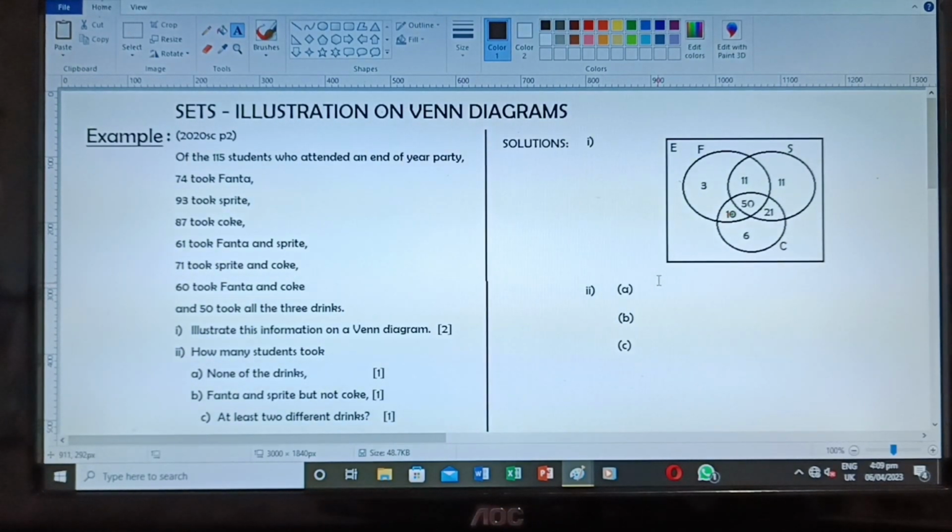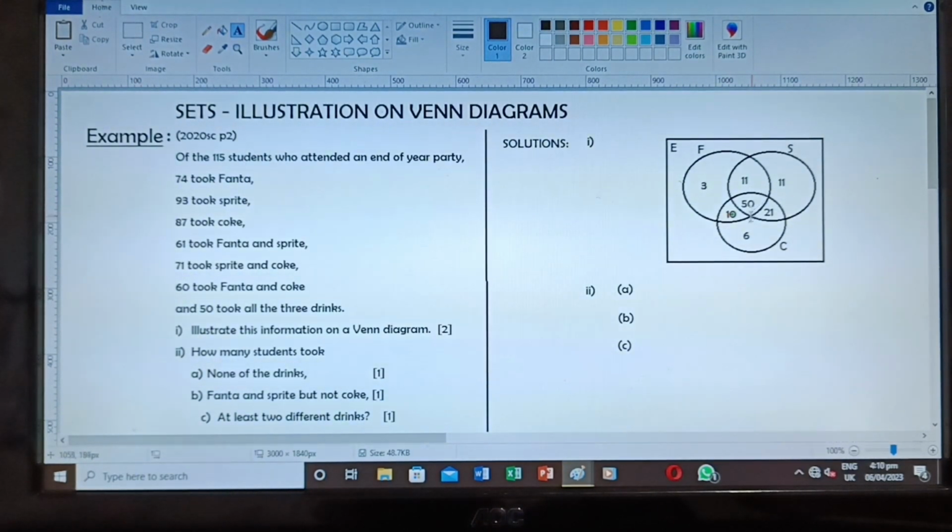Okay, so basically this is how we handle illustration on Venn diagram. We start with those who took all the 3, then those who are taking 2, and those who are taking 1 only. We are not told, there's no information to say those who didn't take any of the drinks. But we can put it here, since we are told that the total number of students was 115.